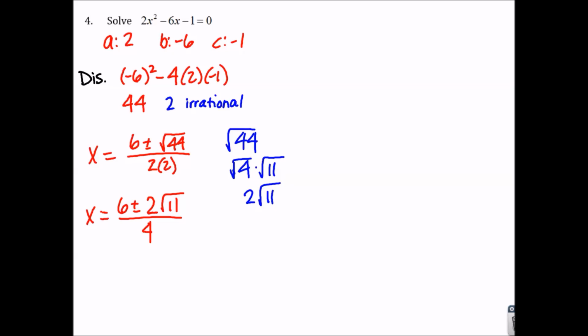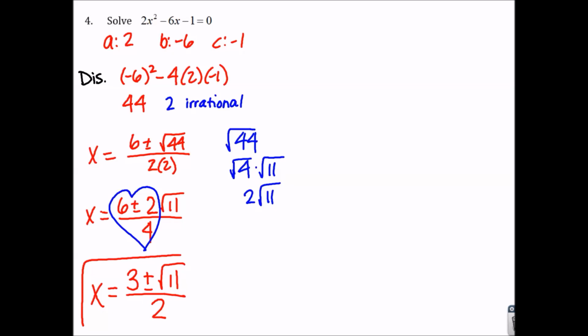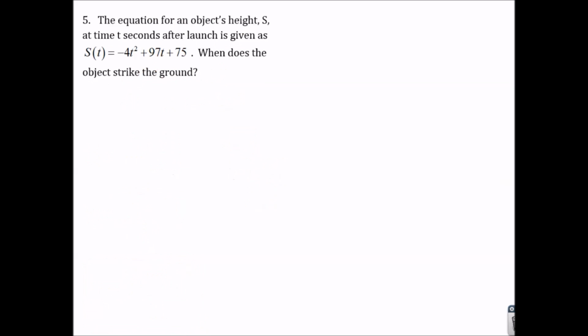So again, draw your little heart, double check. All of those numbers can be divided by 2, so I'm going to go ahead and divide them by 2 and get 3 plus or minus square root of 11 over 2. So that is our solution. We have one more problem to take a look at, and that's a word problem.